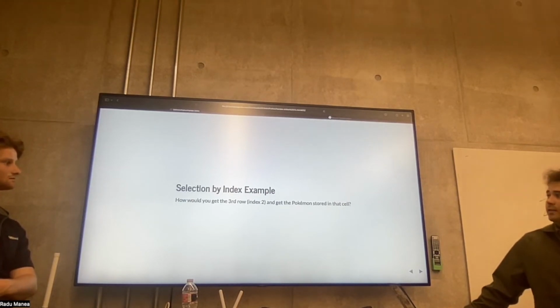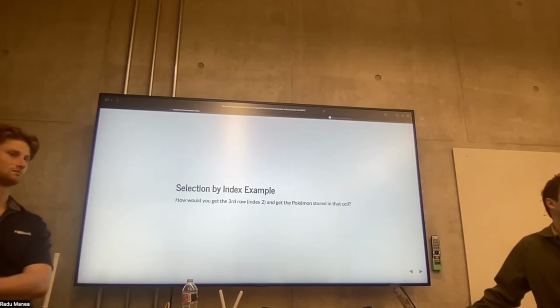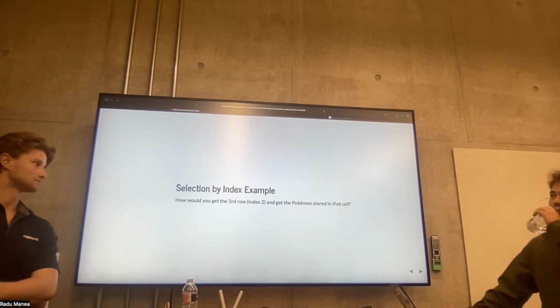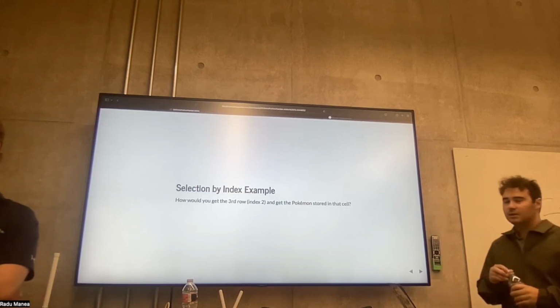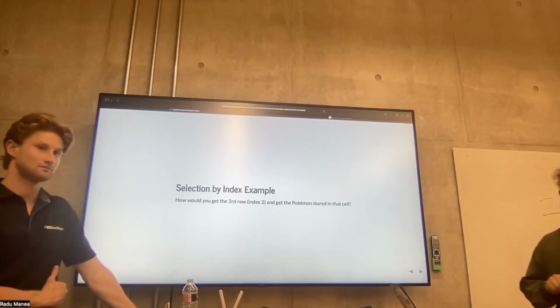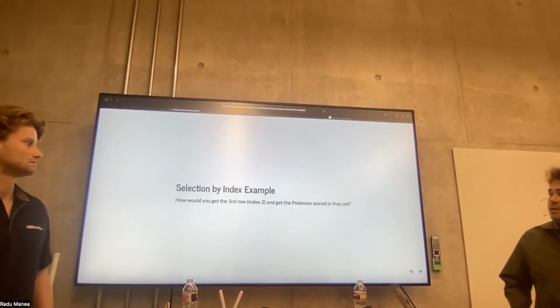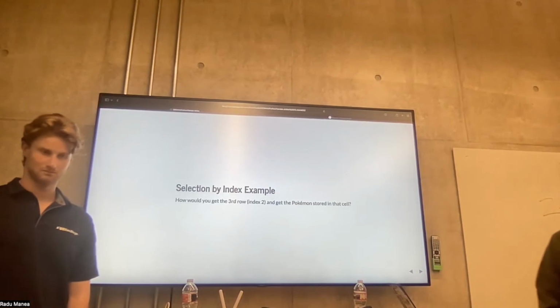We're going to go through a quick little example here. How would you get the third row, so the index 2, and get the Pokemon stored in that cell? You guys can go ahead and try it too. So think about the column that you want, right? You're probably going to want the name column. So figure out what index that is. And then the third row is going to be index 2, since it's going to start with row 0, 1, and then 2.